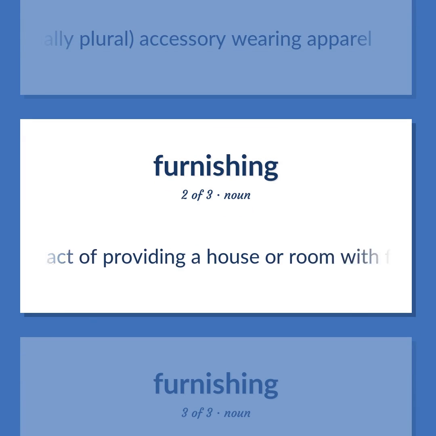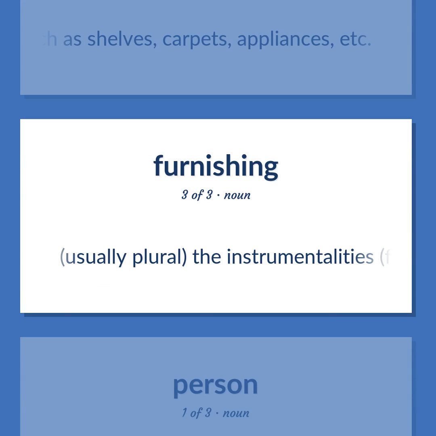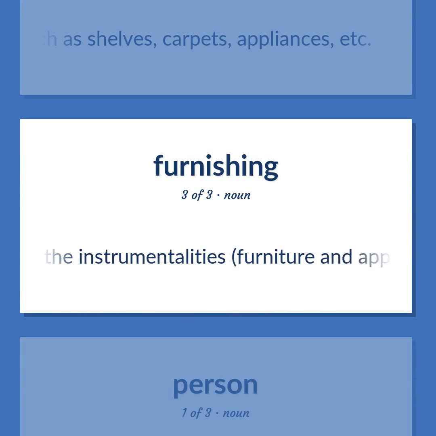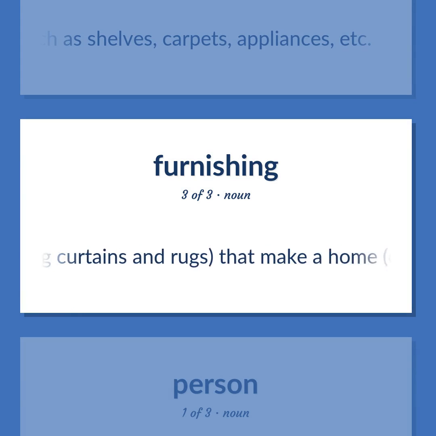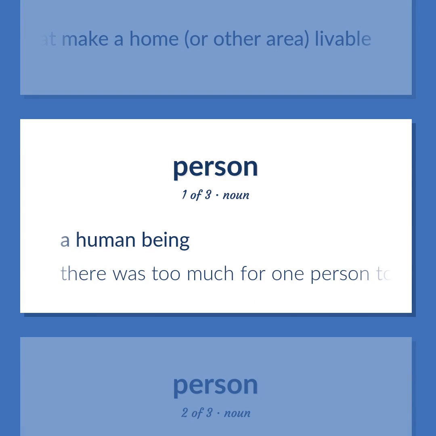The act of providing a house or room with furniture and other removable items such as shelves, carpets, appliances, etc. Usually plural, the instrumentalities, furniture and appliances and other movable accessories including curtains and rugs, that make a home, or other area, livable. A human being. There was too much for one person to do.